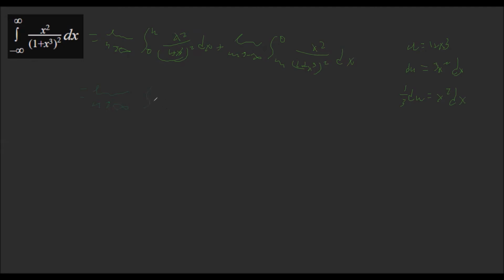We end up with the limit as n approaches infinity of the integral from 0 to n of x squared over u squared dx. Now, this isn't solvable in its current state because we have a u in the integrand, but we're integrating with respect to x. So we have to substitute in our 1/3 du in place of x squared dx. And so I'm going to do that. I might as well throw this 1/3 over here. And so that is our left-hand term. It's going to be the same as our right-hand term, the only difference being the bounds, or the boundaries, whatever you want to call them.